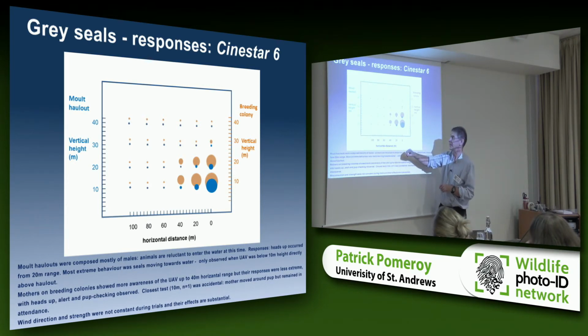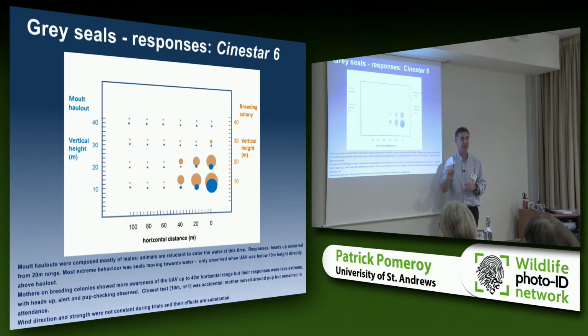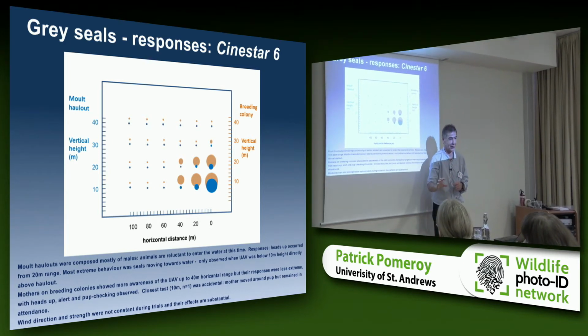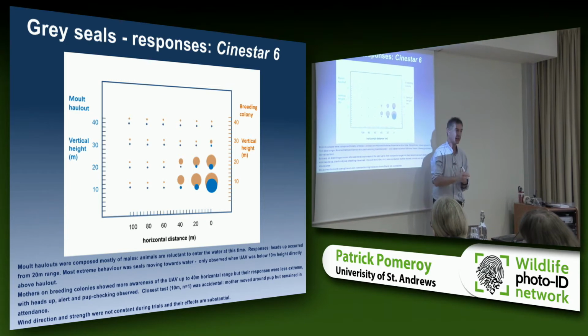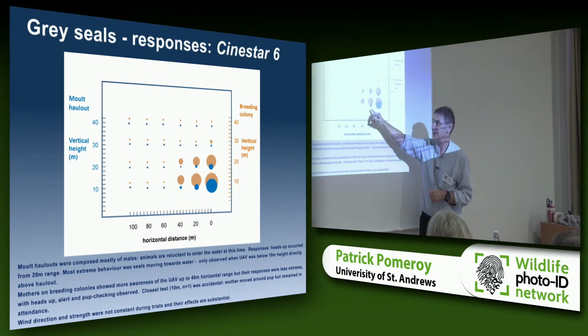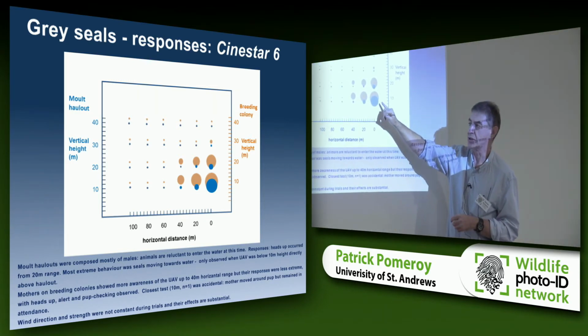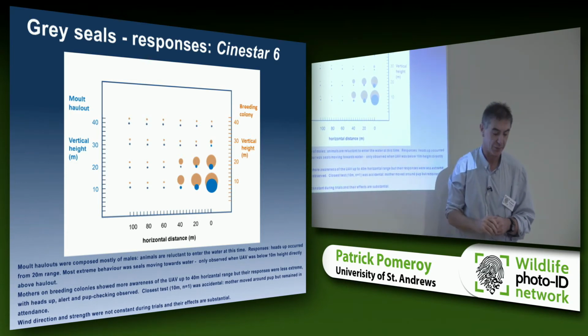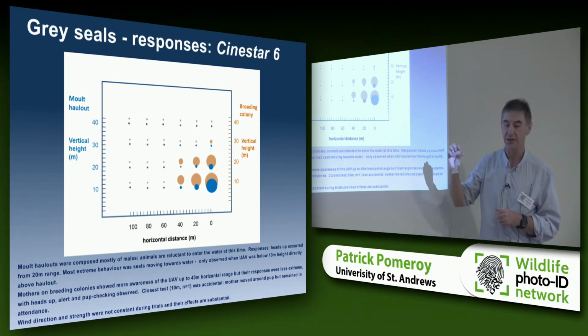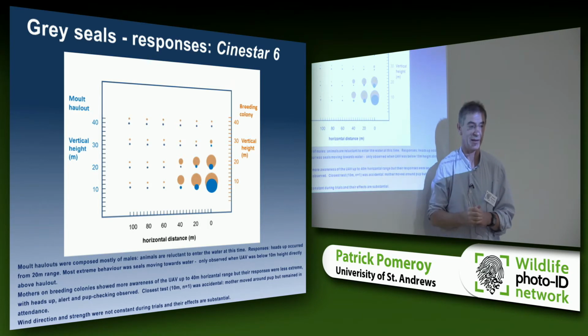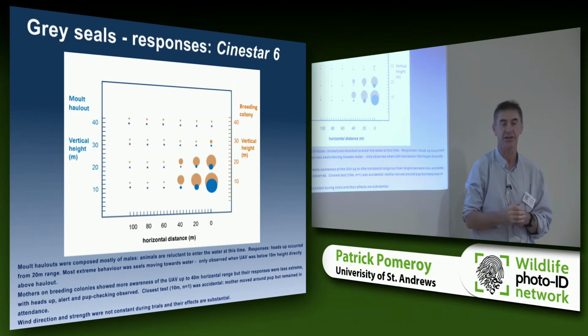We found that the breeding colony animals reacted to the presence of the aircraft when it's quite low, but the reaction was simply one of slight agitation. The mums didn't go away from the pups, they simply looked up and reacted to it in that way. Whereas it was only when the aircraft was really very low and very close to the molting animals that they actually showed any real reaction at all.